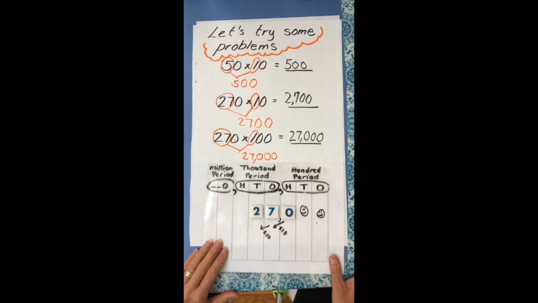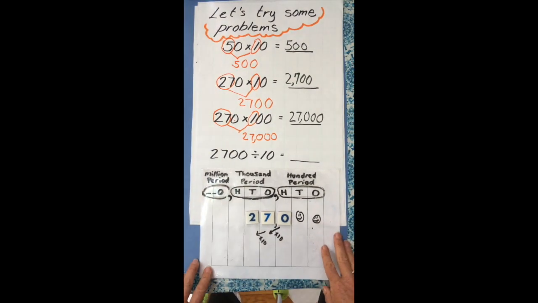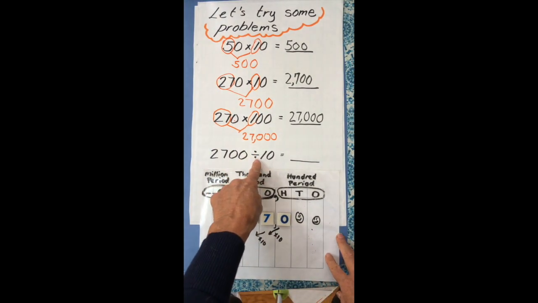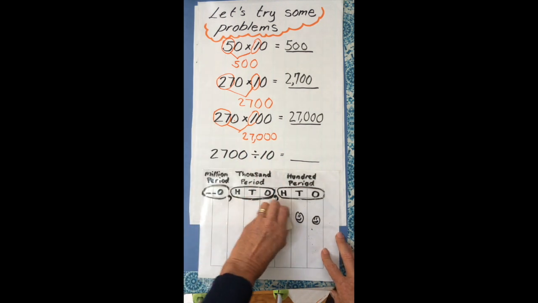Now here's one for you. What about if we had 2,700 divided by 10? I want you to think about that. Try to do that problem.